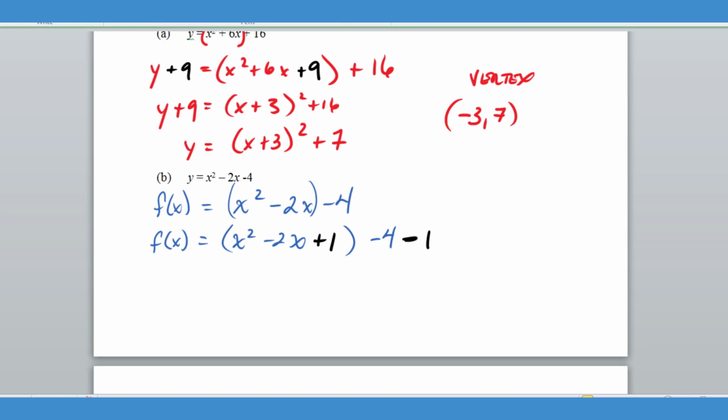So I can continue along this route and say that f of x equals x minus 1 squared minus 5, and this is also vertex form. So that's just another way of looking at it, just in case you run into a problem like that in the future.